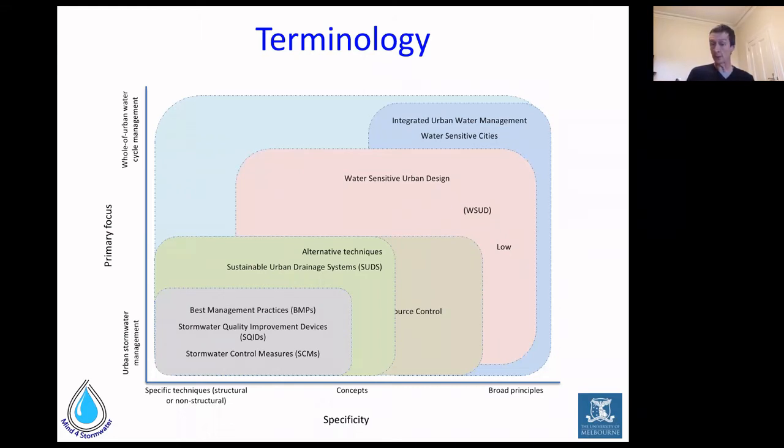In the UK, they talk a lot about sustainable urban drainage systems. In France, they tend to talk about techniques alternatives, alternative techniques. In the US, they talk about the systems that make up water-sensitive urban design as being best management practices. And so those terms vary in how specific they are, whether they're just talking, for example, about stormwater or talking about the whole urban water cycle, and whether they're about the broad concepts or about specific systems.